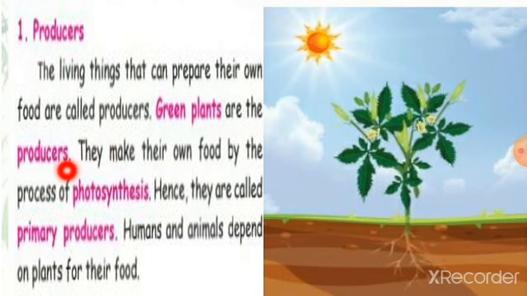Green plants are the producers. They make their own food by the process of photosynthesis. Photosynthesis: here, photo means light, and synthesis means produce. By using this light, the plant can produce its own nutrients, that is, its own food. So these plants are called producers. Hence, they are called primary producers. Humans and animals depend on plants for their food.